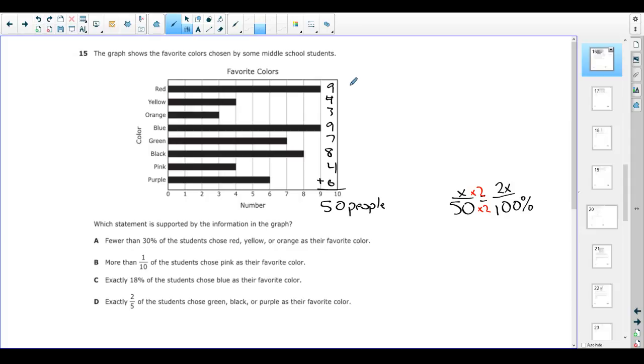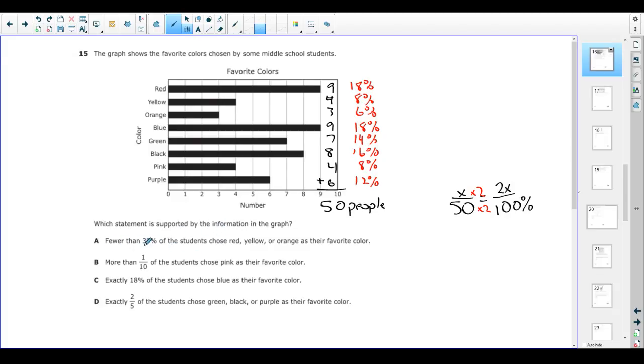Like 18% of the people liked red. 8 for yellow. 6 here. 18. 14. 16. 8. And 12. And if you want, you can add all those up and it gives you 100%. And then the answer choices become a little bit simpler to look at.